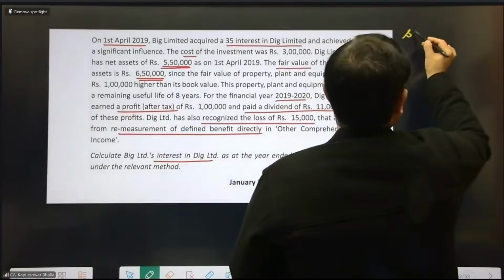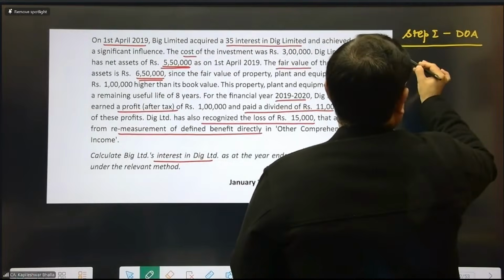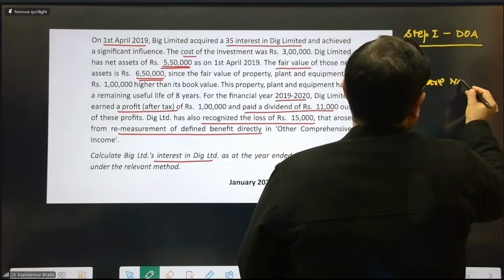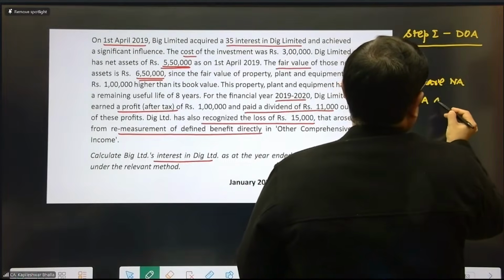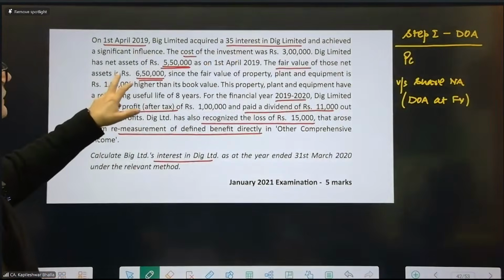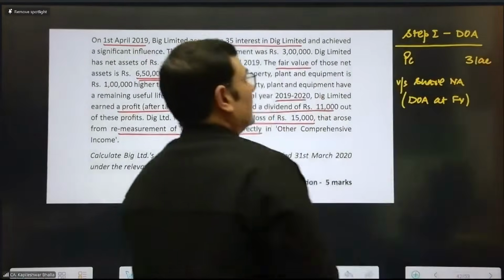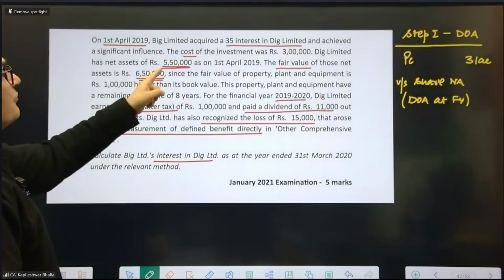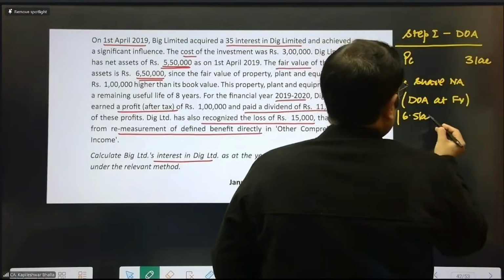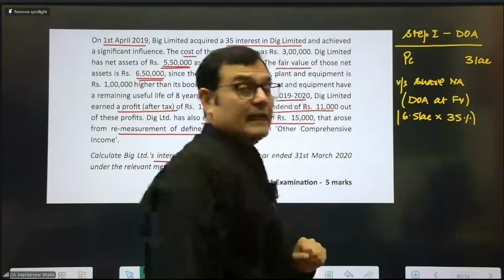So first of all we apply step number 1, which is on the date of acquisition. I'll compare the purchase consideration versus the share in net assets on the date of acquisition at fair value and get the results. If I look at the purchase consideration, we acquired the investment at 3 lakhs. And if you look at the net assets, the book value is 550, but we need the fair value. So 6 lakh 50, and we've got a 35% stake in the company. So we get the share in the net assets at fair value.